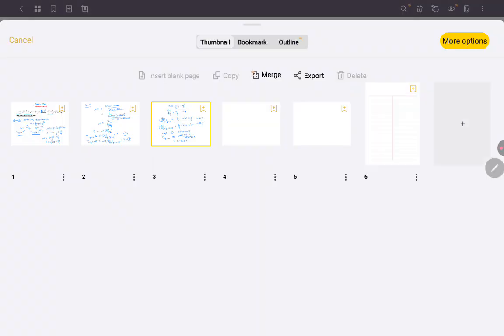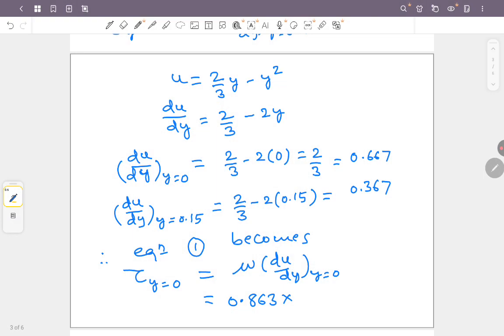We'll go back, just wait. It is 0.667. If you simplify, you will get 0.5756 Newton per meter square. Normally the unit of shear stress is Newton per meter square. This is the shear stress at y equal to 0, equation 1, which we have calculated already.